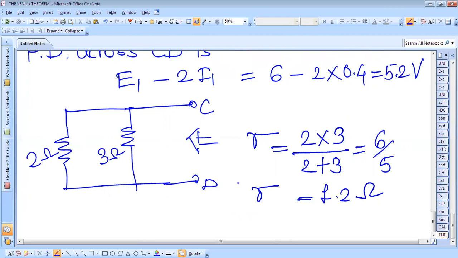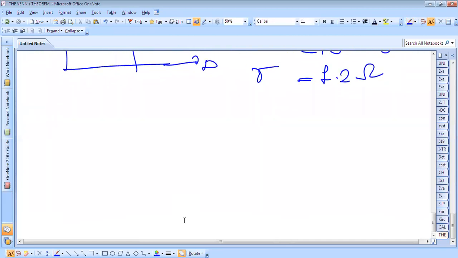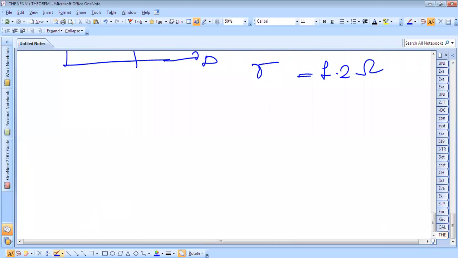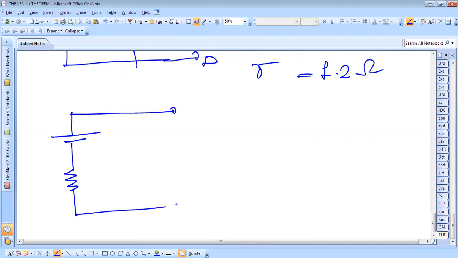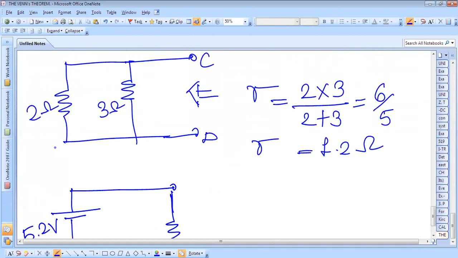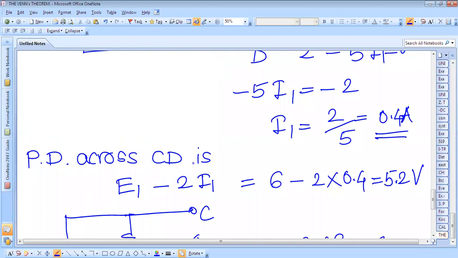Now we have got the internal resistance, and we have also got this E. Therefore we can write the Thevenin's equivalent circuit. The Thevenin's equivalent circuit is like this. This is the E, this is the internal resistance, and this is your load resistance. So E we have just calculated: E is equal to 5.2 volt. The potential difference across CD is E.